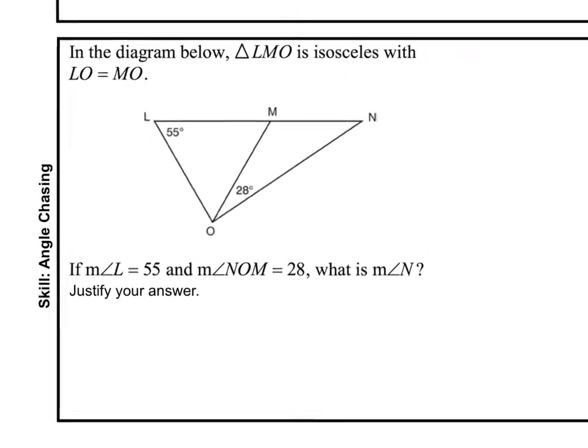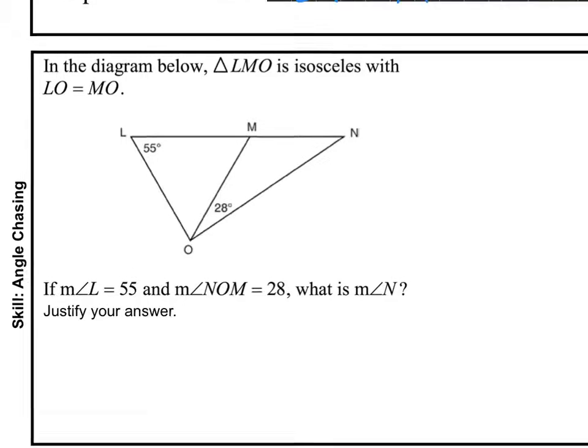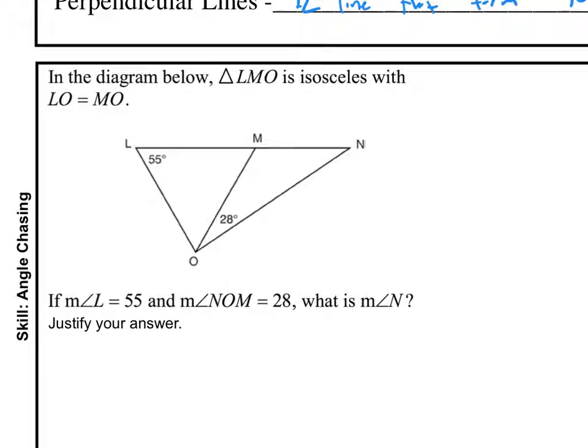The first one, before going into proofs, we're going to just remember how to find the angles in a triangle, all right? We call this angle chasing. The question here is telling us a few things. On the top, it says that LMO is an isosceles triangle with LO congruent to MO. Remember, the first thing you always do on these problems is mark your triangles. So now we know it's an isosceles, and also it tells us that L is 55, NOM is 28. What is the measure of angle N?